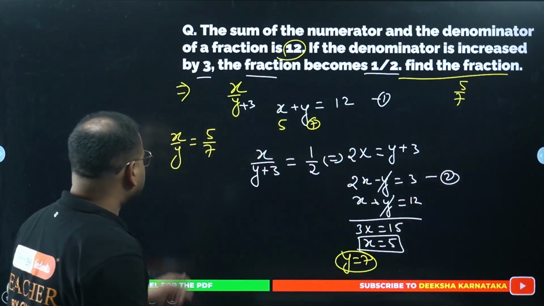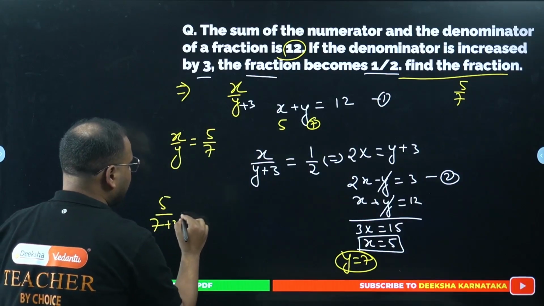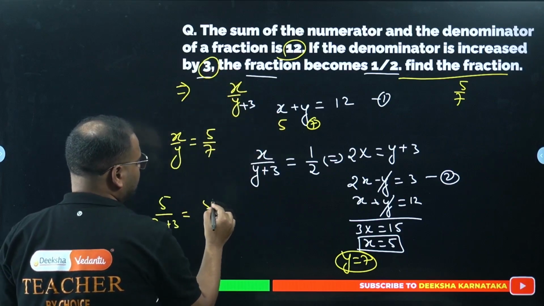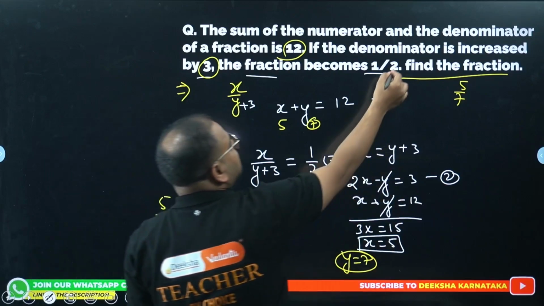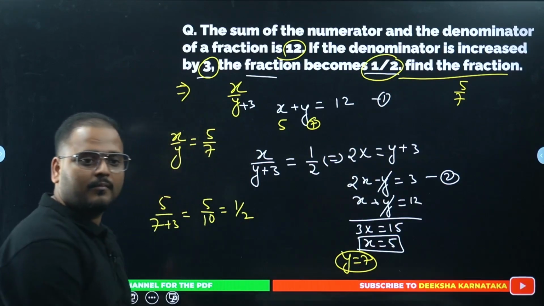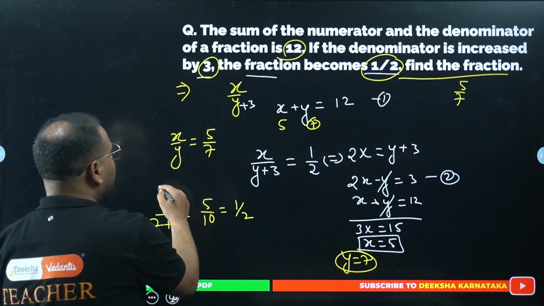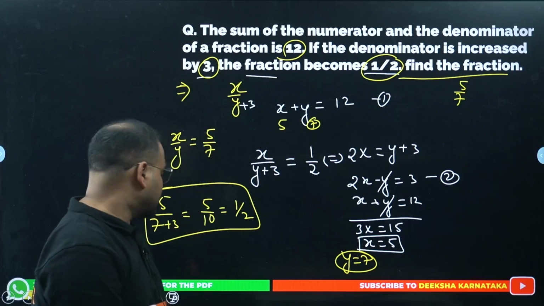Let's check, no? 5 by 7 plus 3 will become, why plus 3? Because they're saying the denominator is increased by 3. 5 by 10, which is nothing but 1 by 2. That's what was given. Verified? Very simple. Understood? Okay.